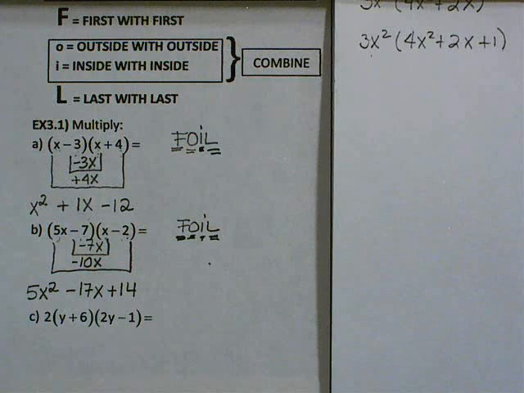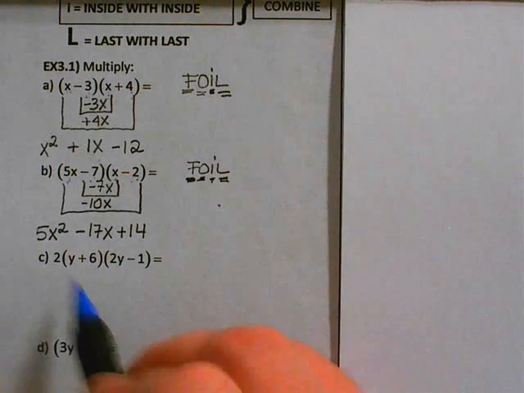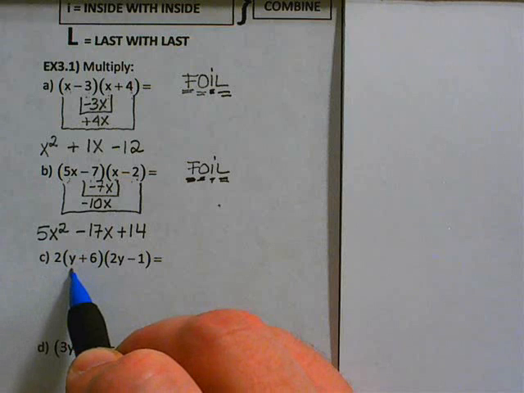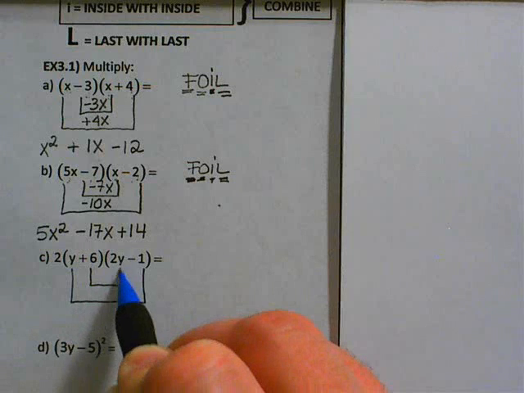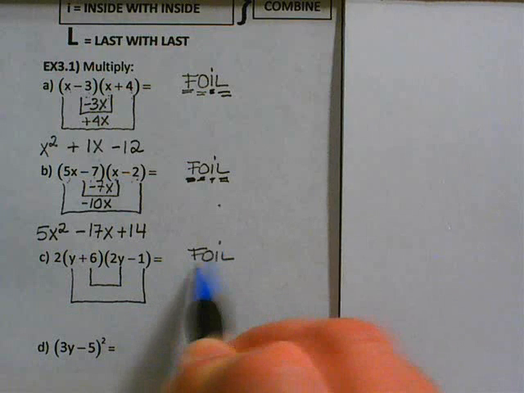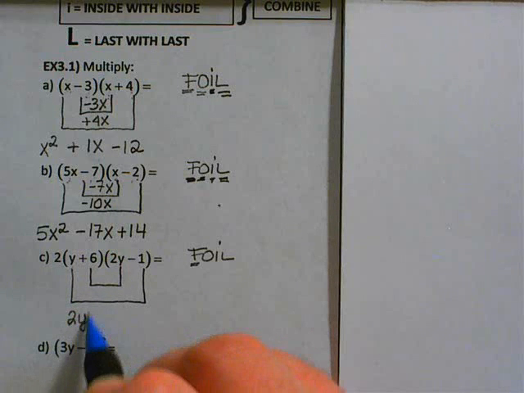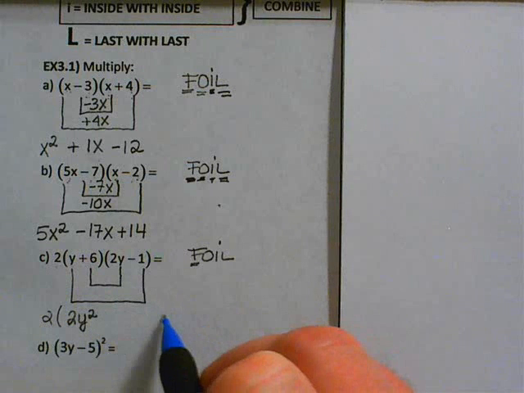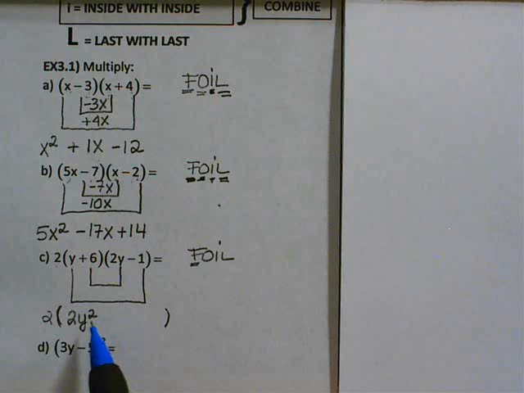Okay, so let's go ahead and do letter C now. Letter C has a number on the outside. So what I'm going to do is apply FOIL first, and I'm going to worry about that number outside later. Okay, so if I apply FOIL, I'm going to do first times first. So y times 2y is 2y squared. And remember, we're going to bring this 2 down, and we're going to put a big parenthesis here for our answer for FOIL, and we're going to deal with the 2 later, okay? So, alright, we got the first term.